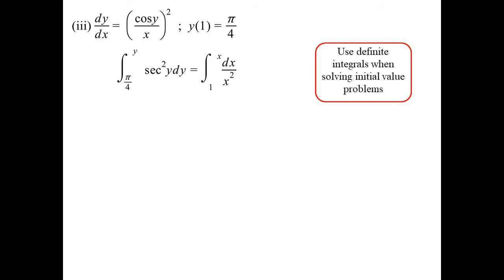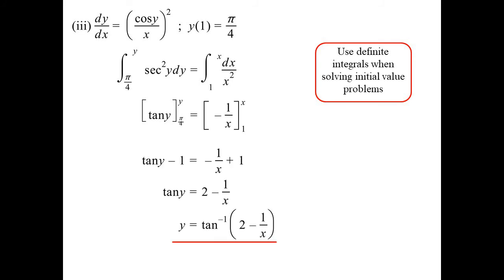Now they have told me that when x is 1, y is pi on 4. And we're trying to link together y and x. Integrate sec squared, we get tan, and we're going from pi on 4 to y. And on the right hand side, we get minus 1 on x, and we're going from 1 to x. So subbing in, tan y minus 1 is minus 1 on x plus 1. Rearranging all that, I've made y the subject. But there we go, we've got y equals the inverse tan of 2 minus 1 on x.